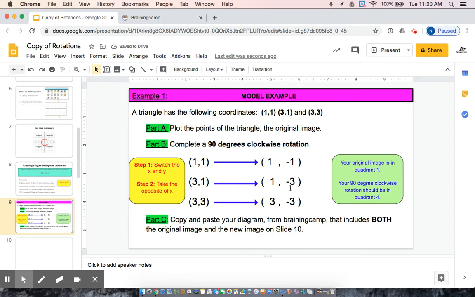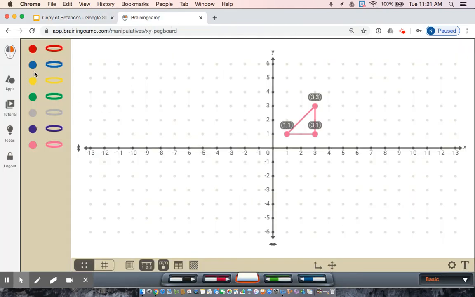Okay, I now have to plot these new points on Braining Camp. So I'm going to come to Braining Camp, pick a different color, and start plotting those points. So we have 1, negative 1, 1, negative 3, and 3, negative 3. Okay, connect the dots.